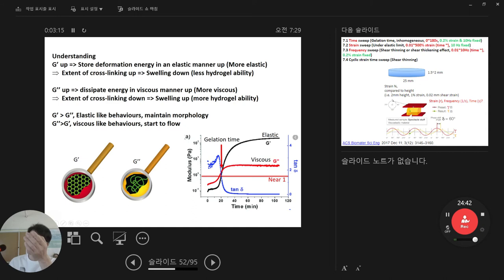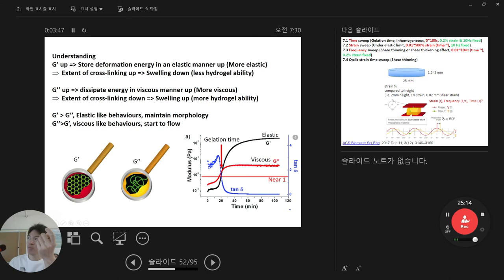So when you see G prime in some paper, you can think, oh, this is a property of an elastic, hard material. But G double prime is a property of water. And when you compare, if G prime is over G double prime, this shows more elastic behavior, which means they can store more energy and have less chance to deform. They maintain morphology better. If G double prime is over G prime, it is more viscous behavior, and then starts to flow.